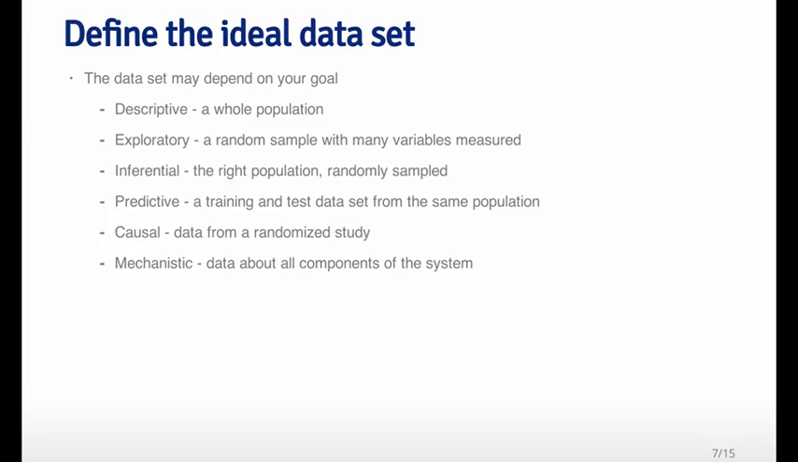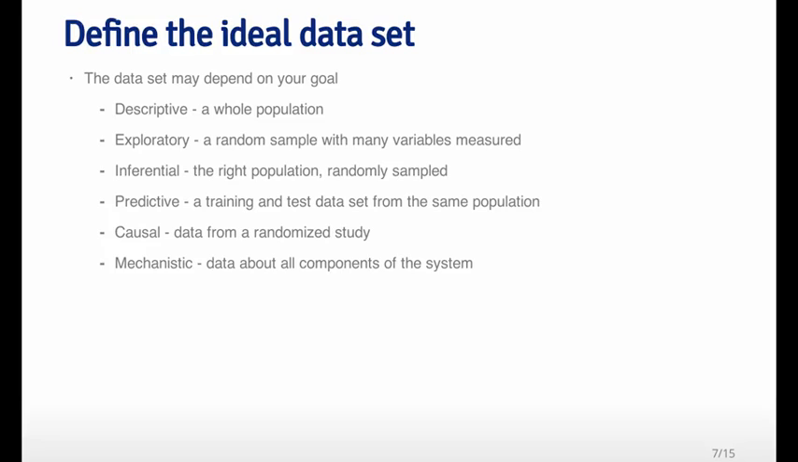There are different types of data sets that you could potentially collect, depending on the goal and the type of question you're asking. If you're interested in a descriptive problem, you might think of a whole population, so you don't need to sample anything. You might want to just get the entire census or population, so all the emails in the universe, for example. If you just want to explore your question, you might just take a random sample with a bunch of variables measured.